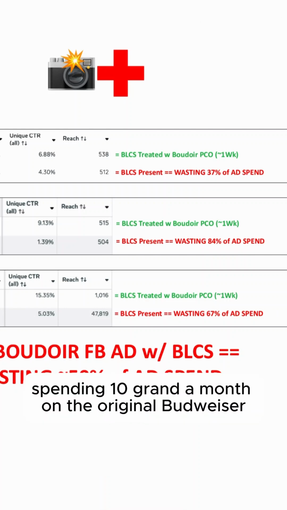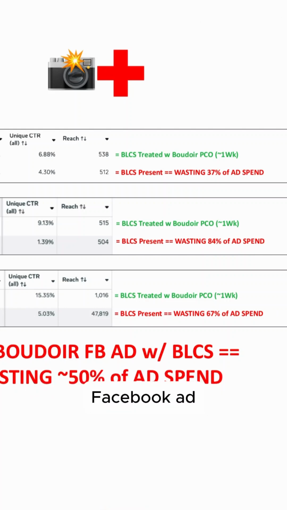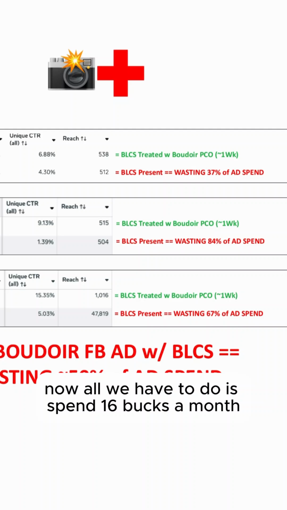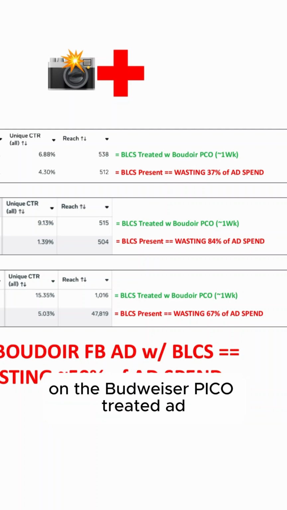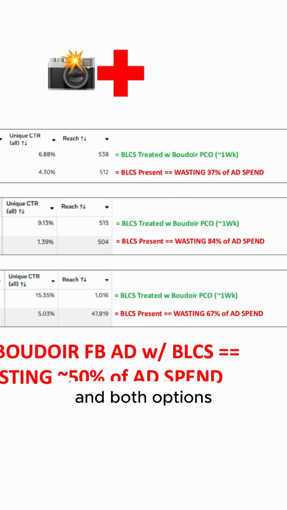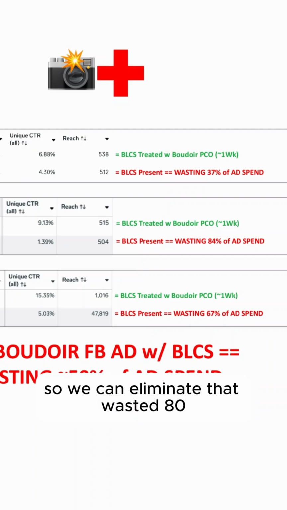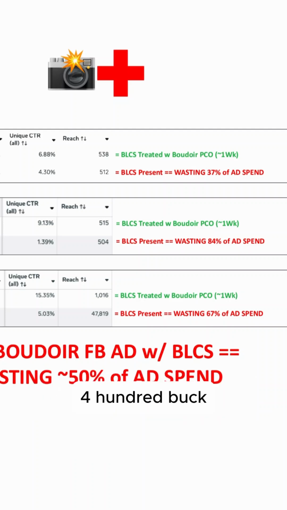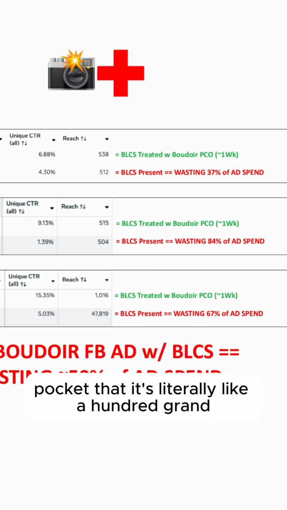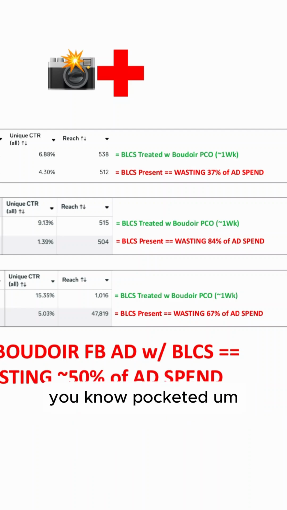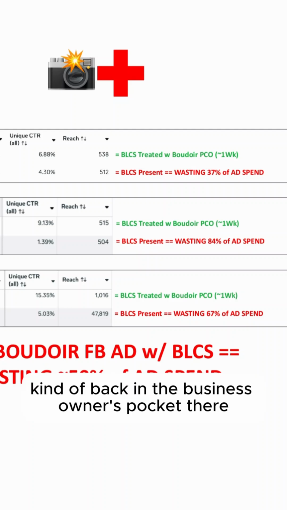So again, if they're spending 10 grand a month on the original Boudoir Facebook ad, now all we have to do is spend 1,600 bucks a month on the Boudoir PCO treated ad, and both options get our ad into the same number of women's brains. So we can eliminate that wasted $8,400 a month in ad spend, pocket that. It's literally like 100 grand, pocketed bonus, back in the business owner's pocket there.